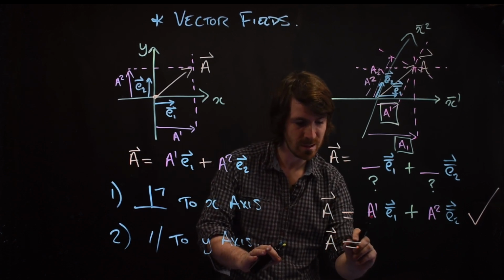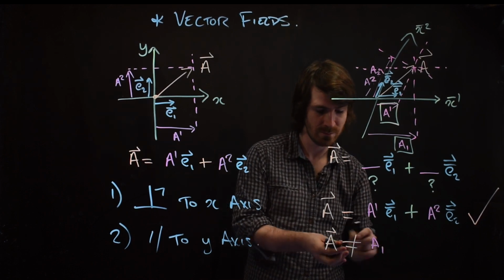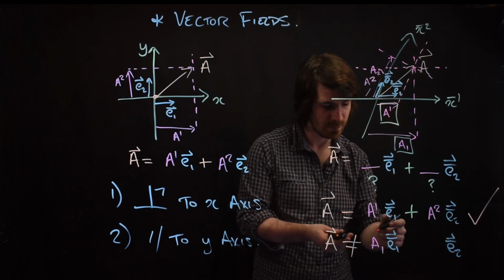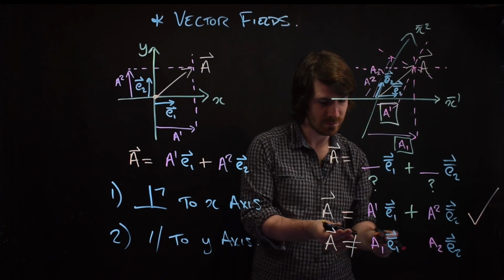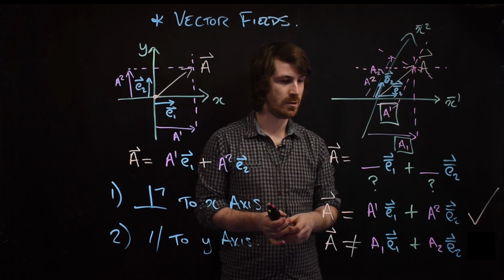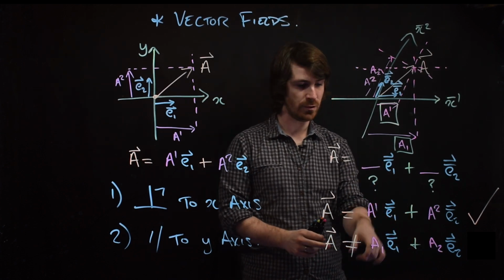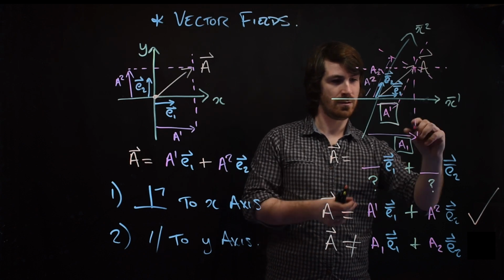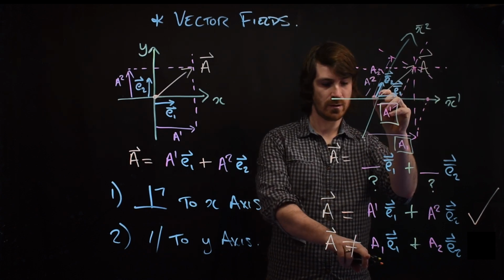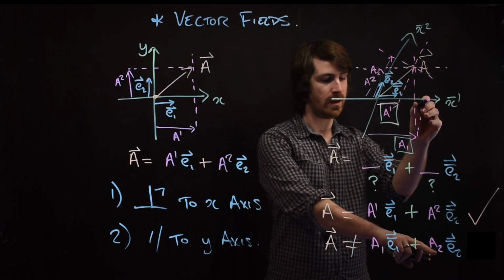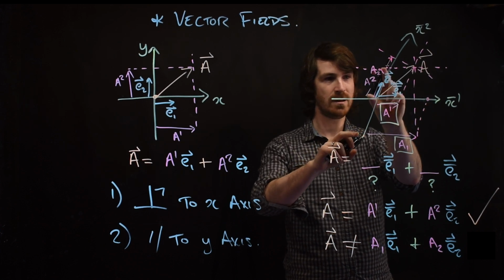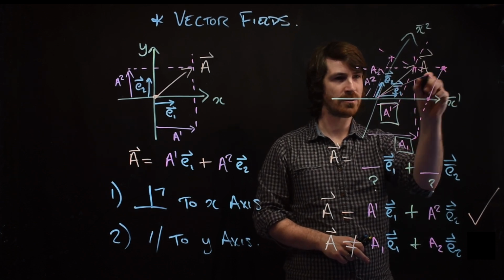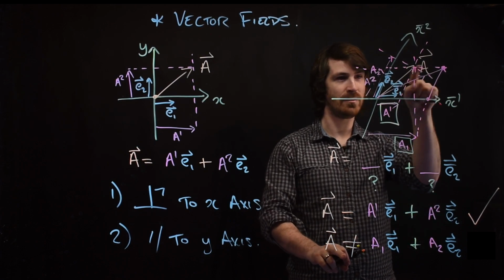A does not equal A subscript 1 times basis vector E1 bar plus A subscript 2 times E2 bar. You can see this by just trying to do it. If you go this much along x, this takes us to this point. So we go A1 along x1, and then A2, which is this length, along E2. This constructs something which is not the same as our vector A.